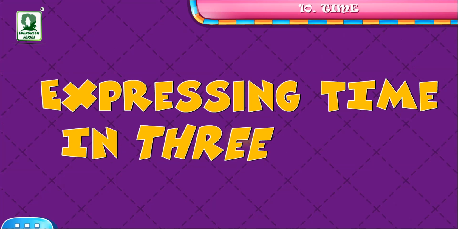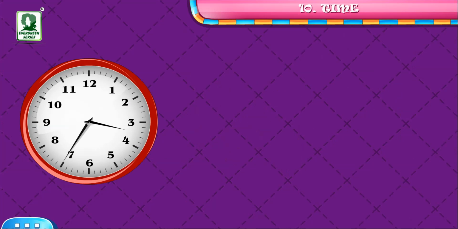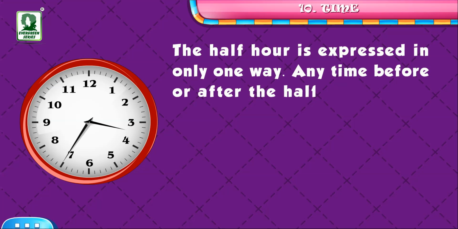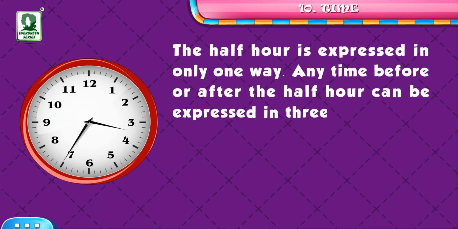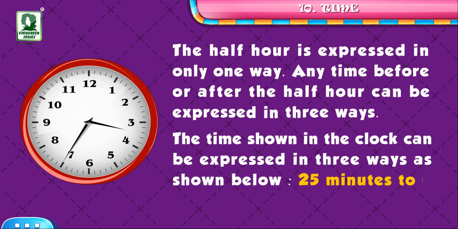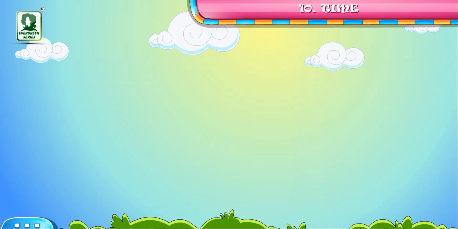Expressing time in 3 ways. The half hour is expressed in only one way. Any time before or after the half hour can be expressed in 3 ways. The time shown in the clock can be expressed in 3 ways as shown below. 25 minutes to 4, or 3 hours 35 minutes, or 35 minutes past 3.